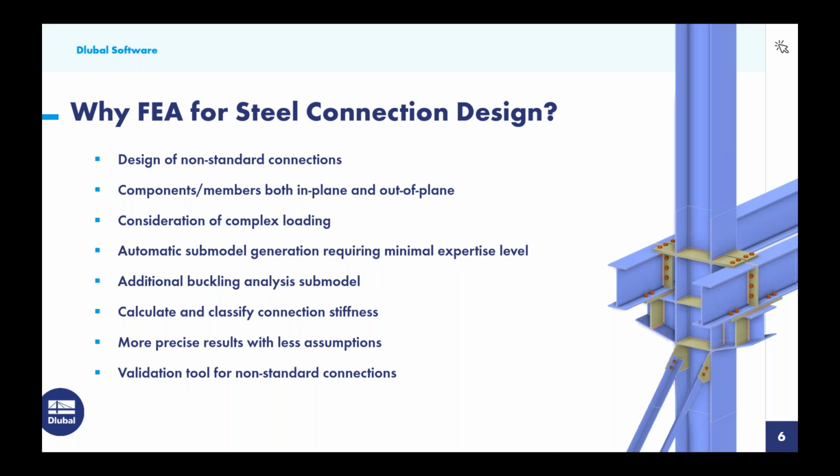We also now have the ability to calculate and classify the connection stiffness. Now, where this is a benefit is that we can then modify our global model to account for the true connection stiffness properties, which are inevitably going to affect the internal forces with the analysis. So all in all, we will have more precise results with less assumptions, especially for these non-standard or very complex connections. Even if we're using hand calculations or we're using some type of external program, Rfem and the steel joints add-on can still be a great validation tool just to confirm that our assumptions are correct.